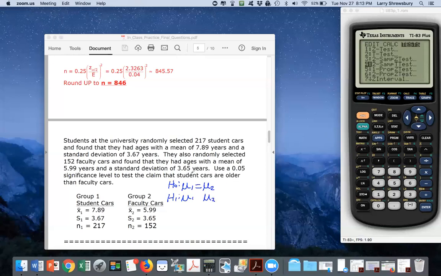in here. They want to know if the student cars, that's population mean 1, are older. So that quantitative measurement will be bigger because they're older. So that's what they want to know. And we're going to use a significance level of 5%.